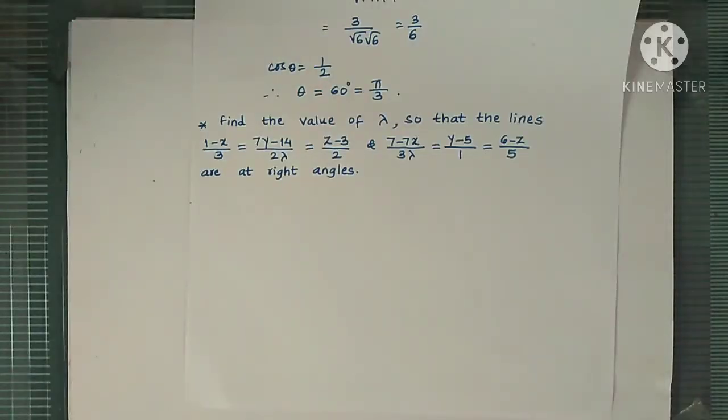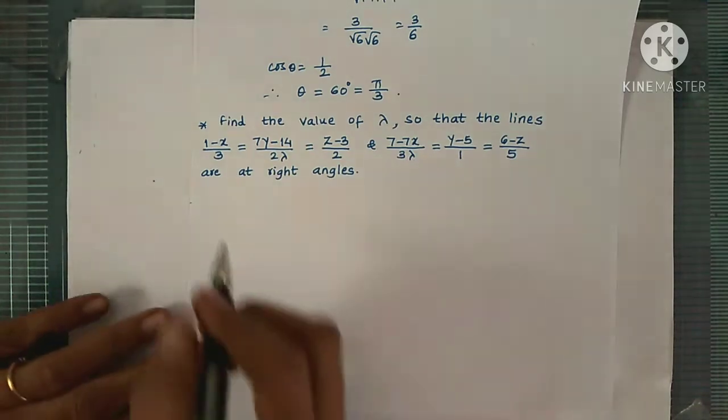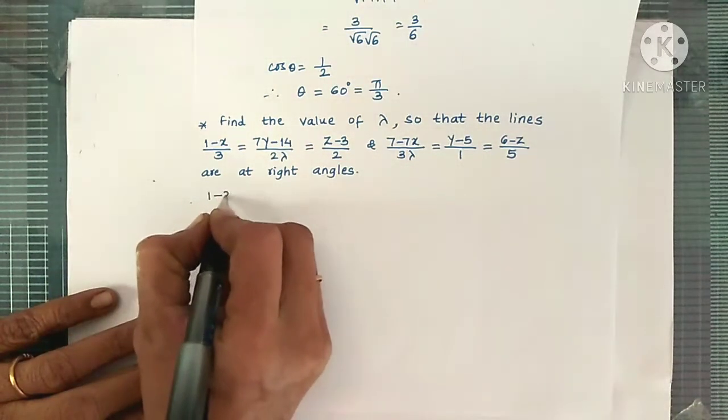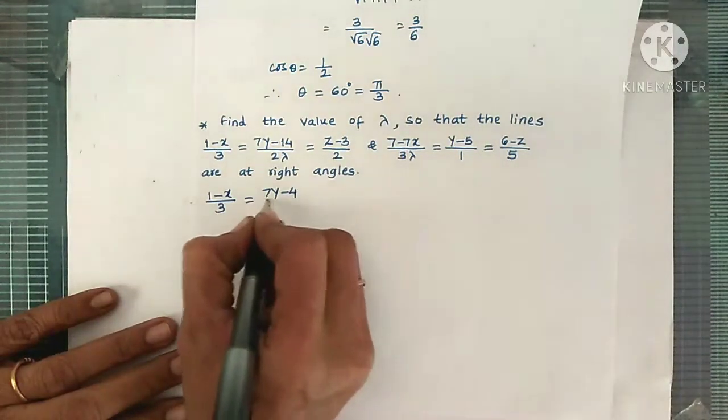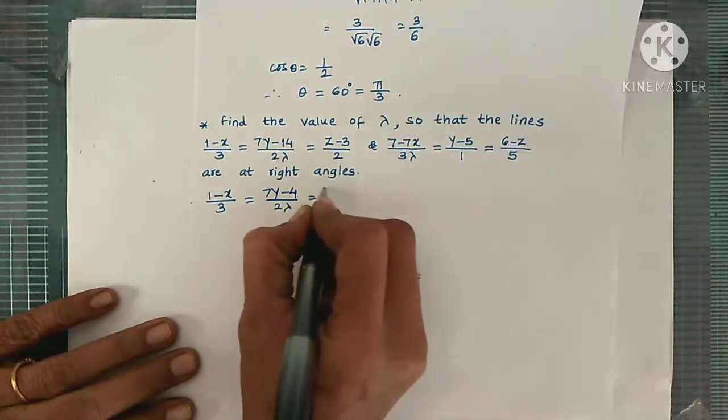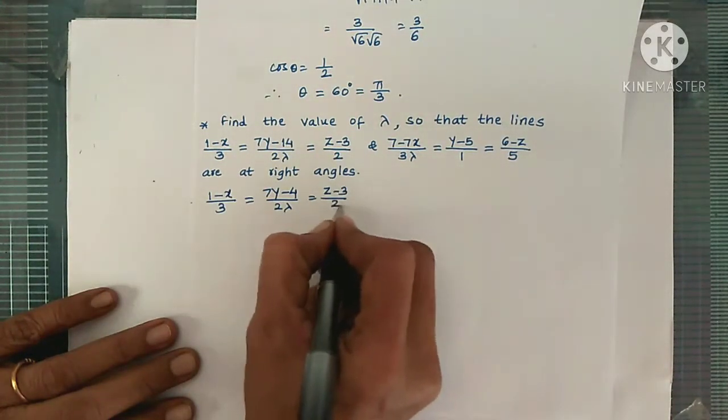So in the next question we have to find value of lambda so that the given lines are at right angles. Now the lines are at right angles if their dot product is 0. So if a bar dot b bar is 0, then those two will be perpendicular to each other. For that we need direction ratios of those two lines. So first let's write the first equation. It is (1 minus x)/3 = (7y minus 4)/(2 lambda) = (z minus 3)/2.